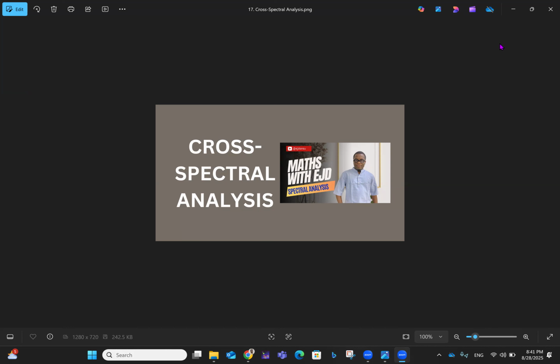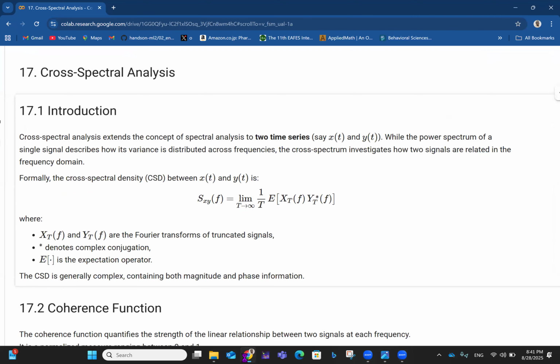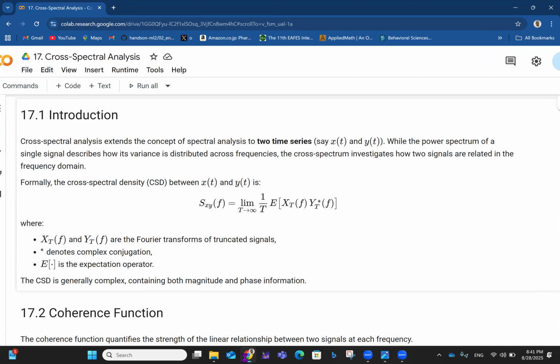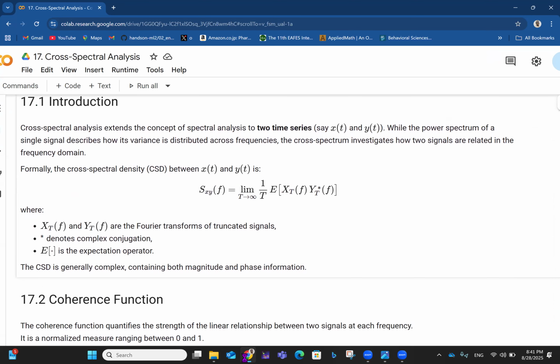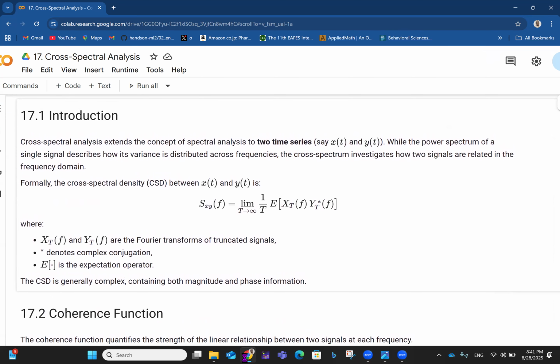We're still talking about spectral analysis, and in this video, our focus is on cross-spectral analysis. It's important to know that cross-spectral analysis extends the concept of spectral analysis to two time series, say X of t and Y of t. So you have two separate time series, and then you want to do an analysis on these two. While the power spectrum of a single signal describes how its variance is distributed across frequencies, the cross spectrum investigates how two signals are related in the frequency domain.